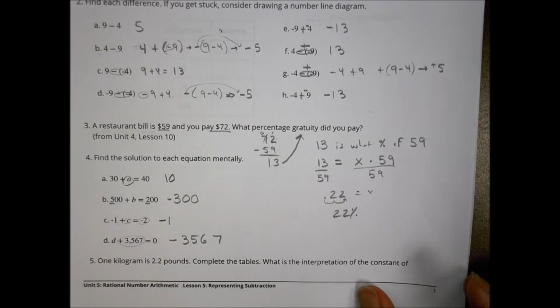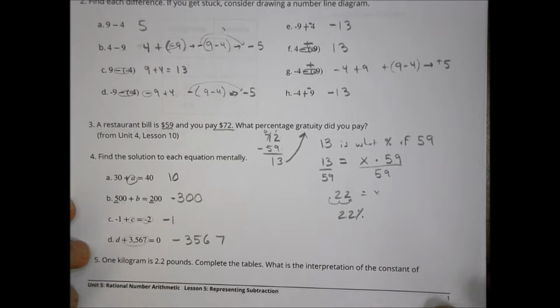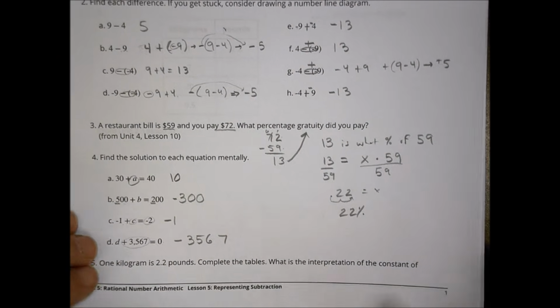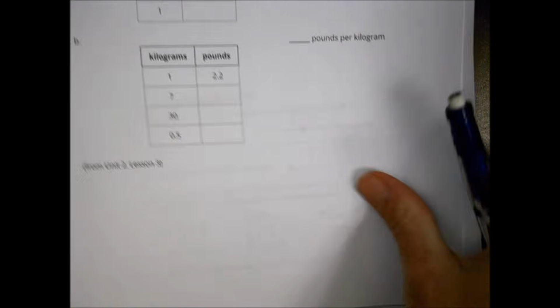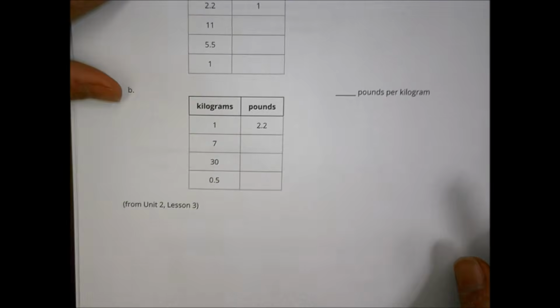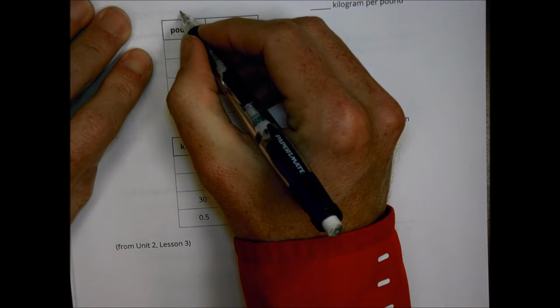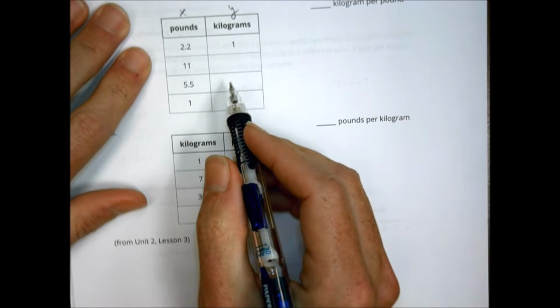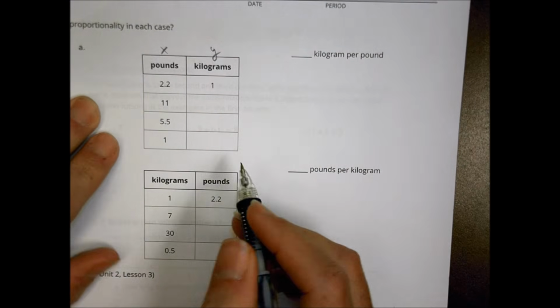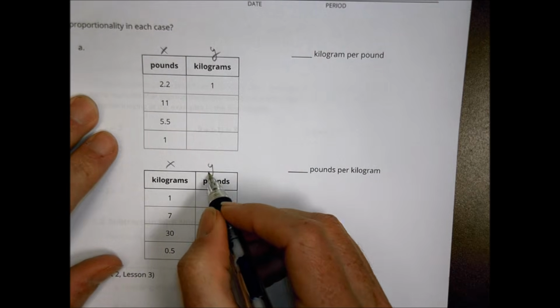The next one, we have a table coming up. 1 kilogram is 2.2 pounds. Complete the tables. What is the interpretation of the constant of proportionality in each case? All right, so let's take a look here. In this case, the first one, we have x and we have y, and we can see what's happening in two tables is this. We're changing the columns around a little bit, aren't we? And that's okay. You can change them around. You just end up with a different k value as you do that.